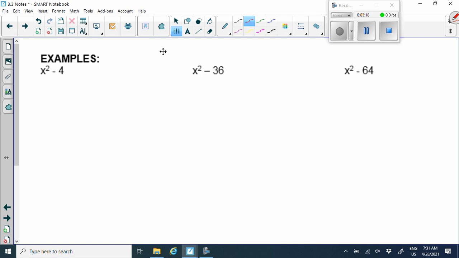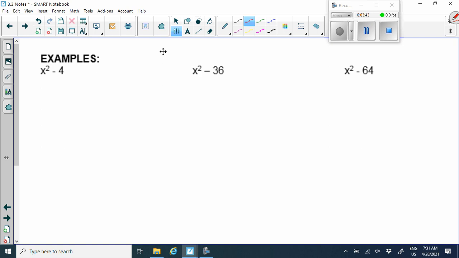Okay, here are our examples. So let's start with x squared minus 4. Now notice with x squared minus 4, 1, it is a binomial. There are 2 terms. 2, it is subtracting. And our a and c values, they are perfect squares. Now notice the a value, or the number in front of x squared, is 1. 1 is a perfect square, okay?